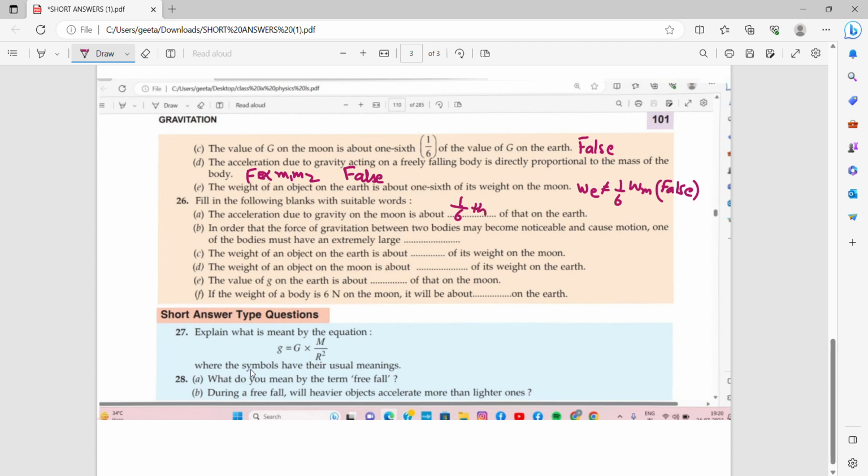Next. Next. Six times. Next. Next. As that of moon. Next.